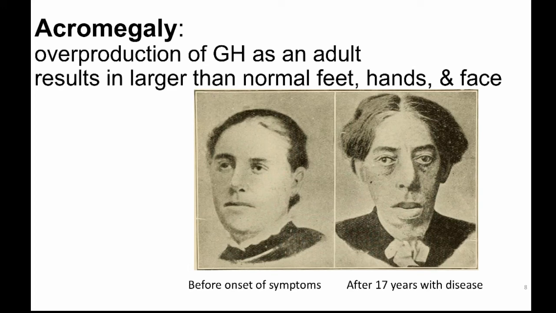This is an example from quite a long time ago of a woman with a pituitary tumor, anterior pituitary tumor, that led to increased growth hormone secretion. So this is before symptoms, and then this is after 17 years. So any areas where there's a fair amount of connective tissue that's still capable of expanding, hands, feet, face, you're going to end up with growth there.